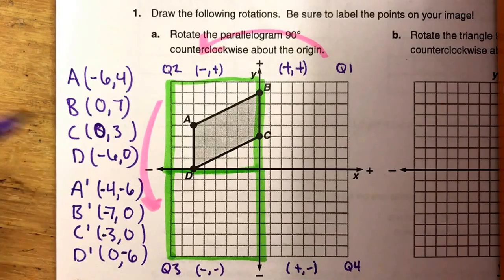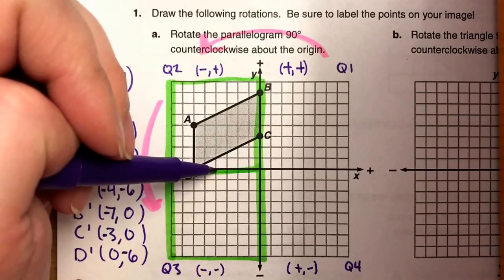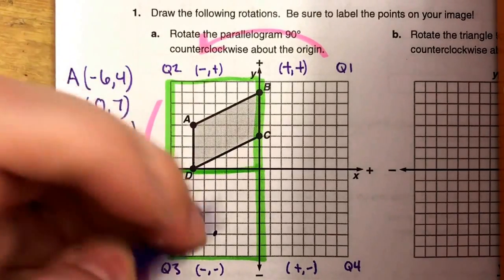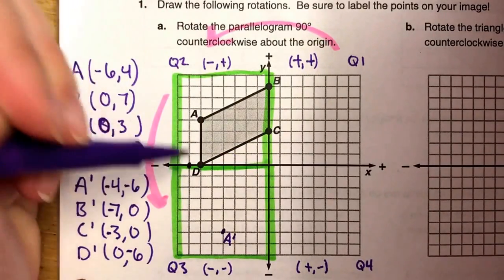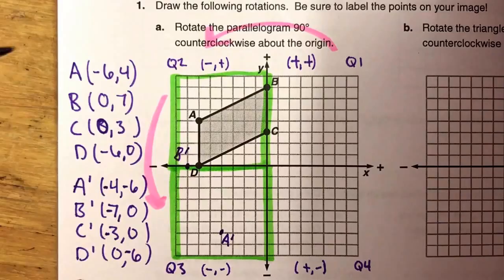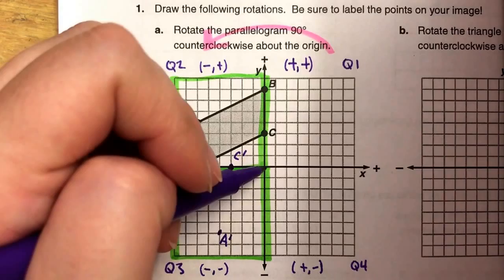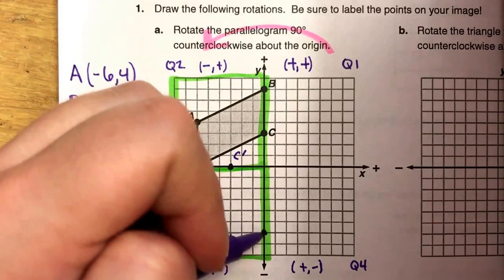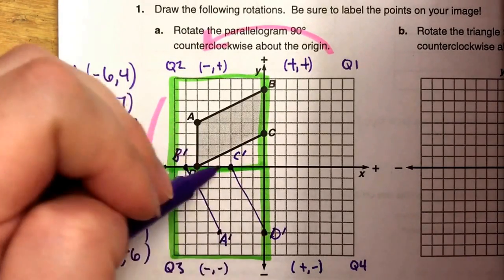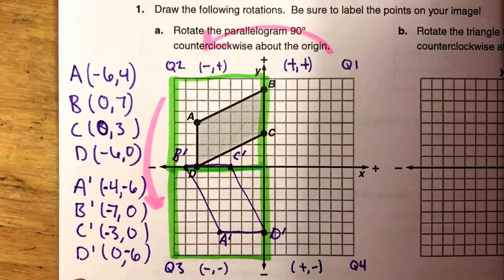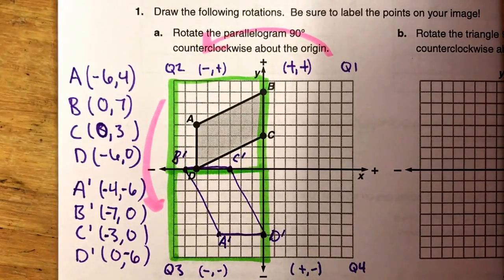And now I'm going to plot my points. So for A, I start off here in the middle at the origin, and I'm going to go backwards 4 and then down 6. So there's my new A prime. B is going to be going backwards 7, and then we're not moving up the y because it's 0. C will be going backwards 3 on the x-axis, 0. And then D is going nowhere on the x-axis, but it is going down 6 on the y. So our new shape is here. And it is a correct rotation from quadrant 2 to quadrant 3, parallelogram 90 degrees counterclockwise about the origin. All right.